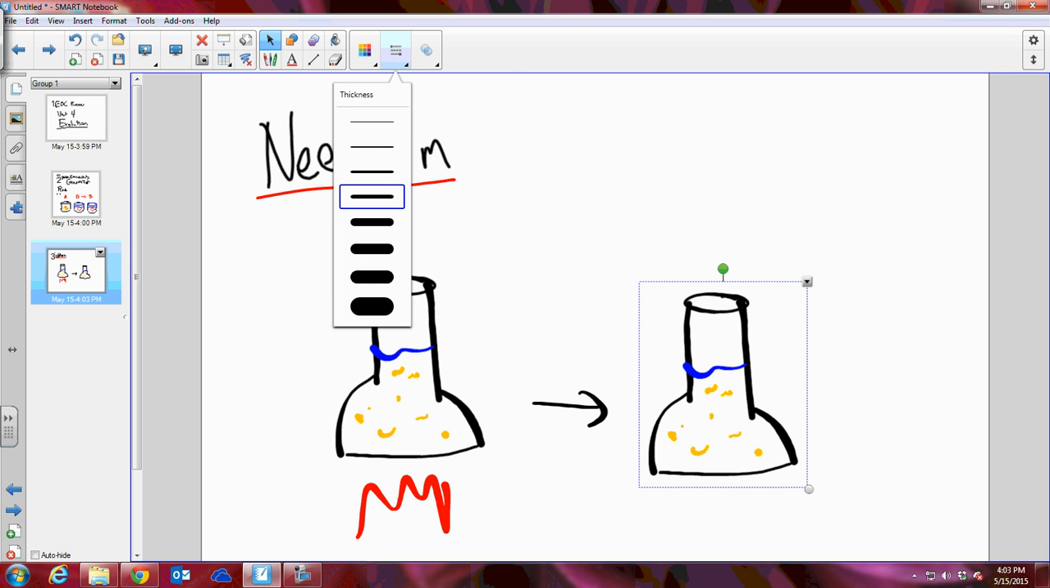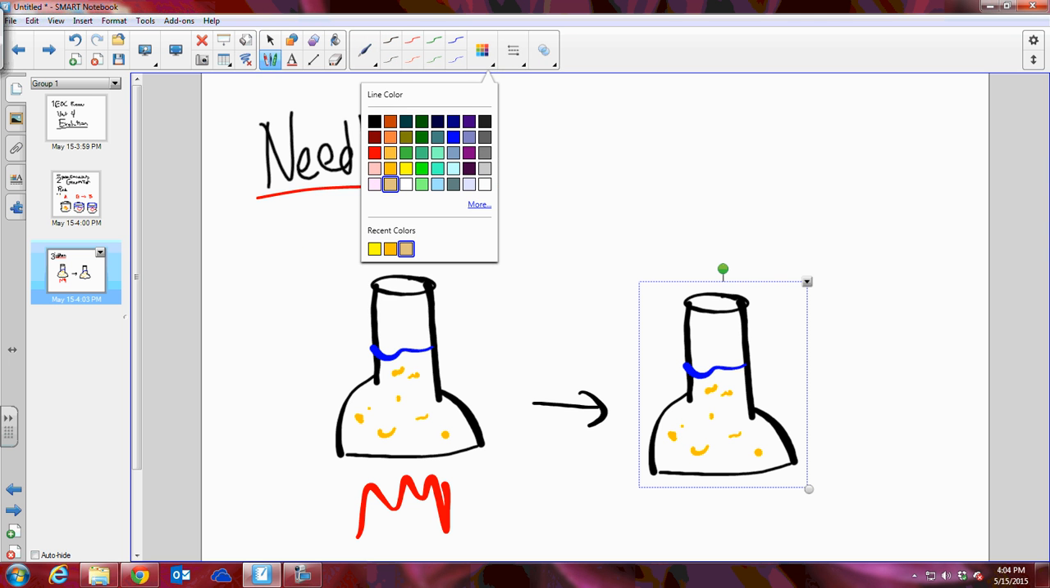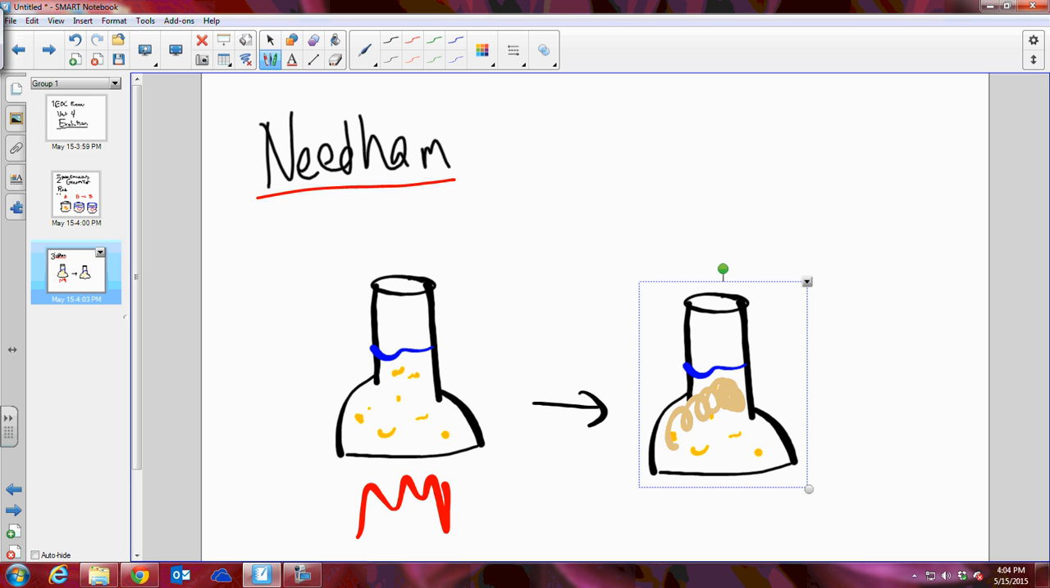The flask was cloudy with bacteria or some sort of microorganism. And so Needham said, look, this is what happened. We boiled it to kill off anything that might have been in there. We left it out, and then look, life came to be by itself.